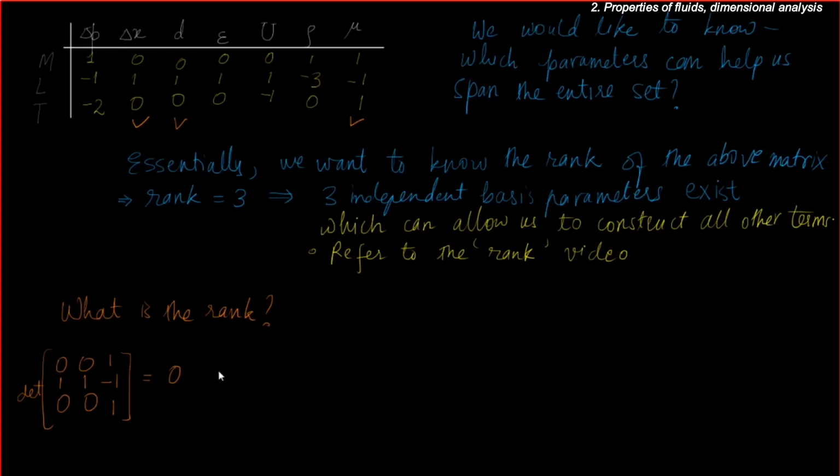If the rank is equal to 3, it means there are 3 independent basis parameters that exist, and these parameters will allow us to construct all the other terms. Essentially, we can then represent all the other terms as a dimensionless quantity. We'll see it as we progress.